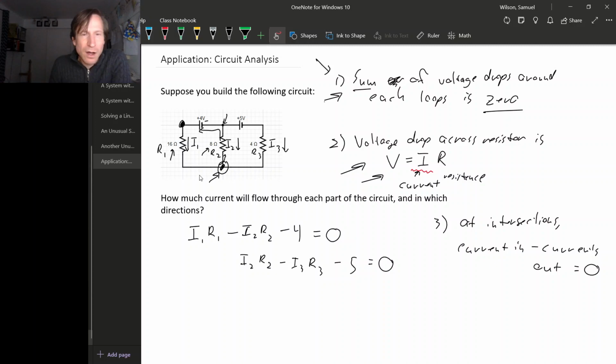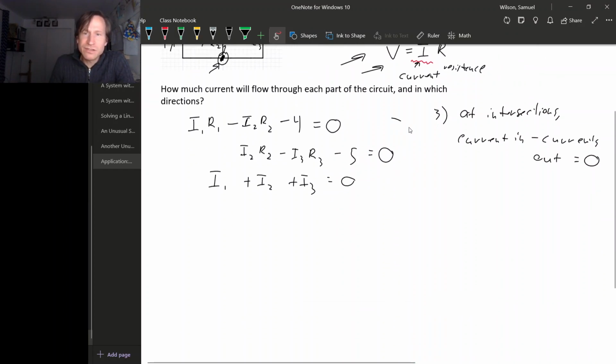Okay. Well, at this bottom node, you can see all of these 3 currents are flowing in. So if we add them all together, we should get 0. So I1 plus I2 plus I3 equals 0. Okay. All right, so here's our system of equations. Now we just need to solve this thing.